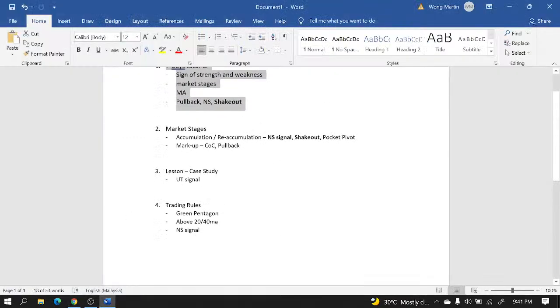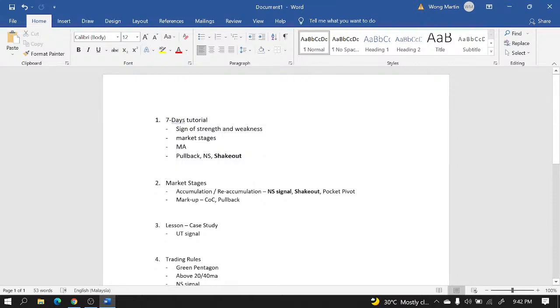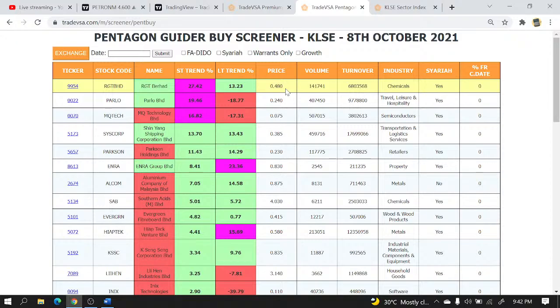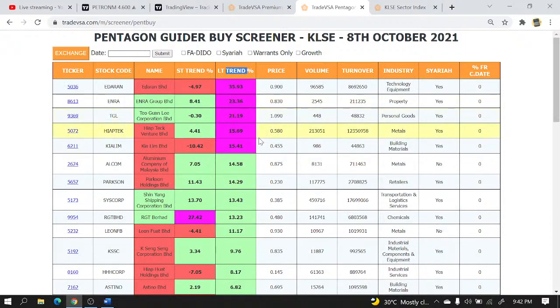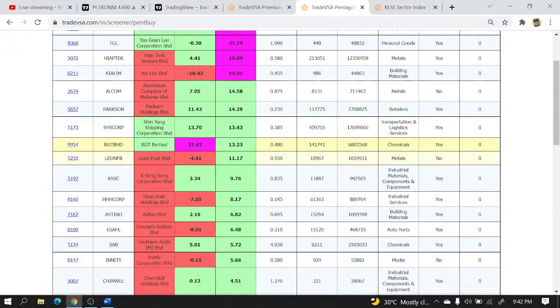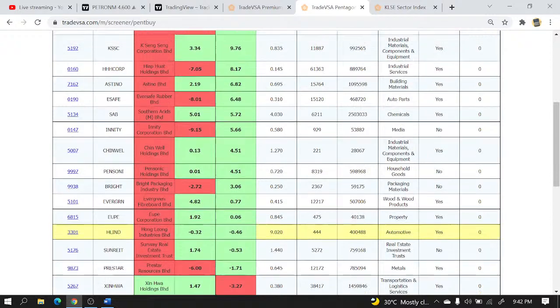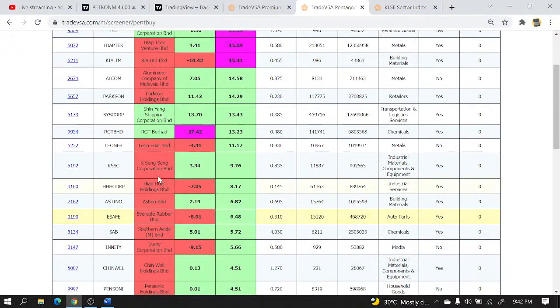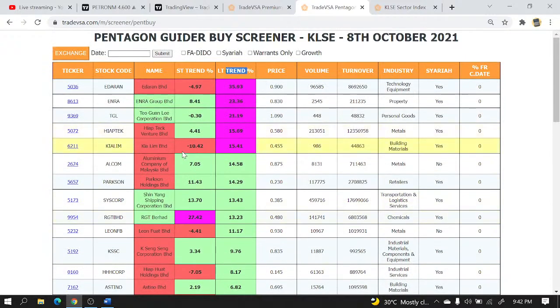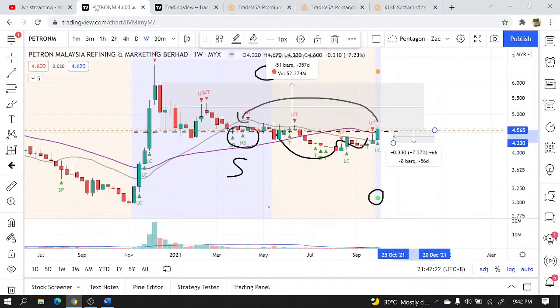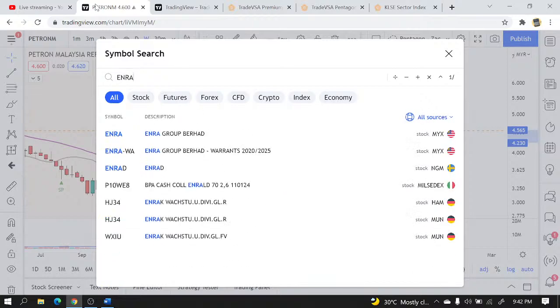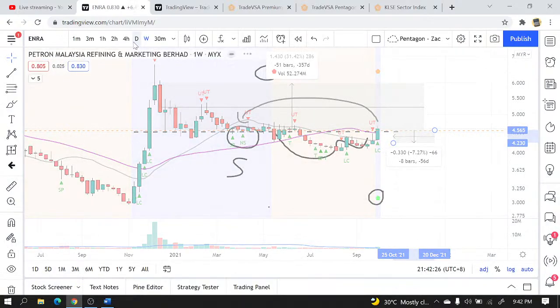So the best thing is that you watch at least one round of the 7-day tutorial series, because in the 7-day tutorial series, we do cover what information is available in this screener. Just sort, and from here you can check the potential stocks that you can look for trades. Once you have checked, for example, I pick one, NRA. Let's try NRA. I haven't looked into NRA for quite some time. So let's look into NRA.